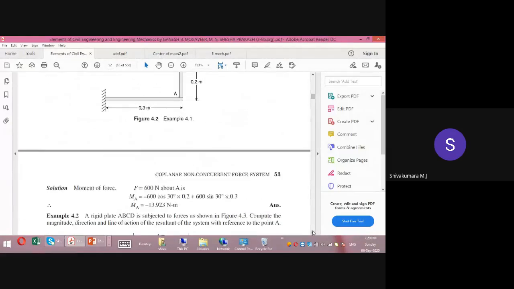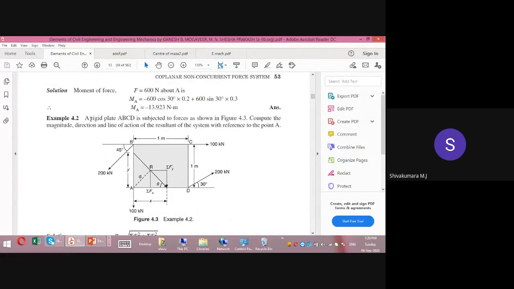There is a simple problem over here. A rigid plate ABCD is subjected to forces as shown in figure. Compute the magnitude, direction, and line of action of the resultant of the system with respect to point A. So they are asking what is the magnitude of the resultant force for the given system of forces, what is its direction, and what is its line of action. The line of action means the location of this resultant force with respect to point A, which they are asking you to determine.